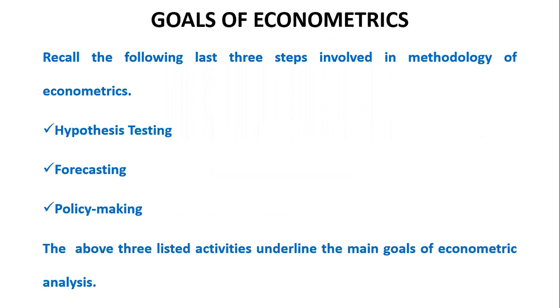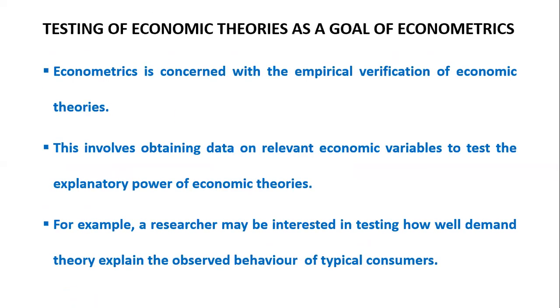Goals of econometrics. Recall the last three steps involved in the methodology of econometrics: one, hypothesis testing; two, forecasting; three, policy making. These three listed activities underlie the main goals of econometric analysis.